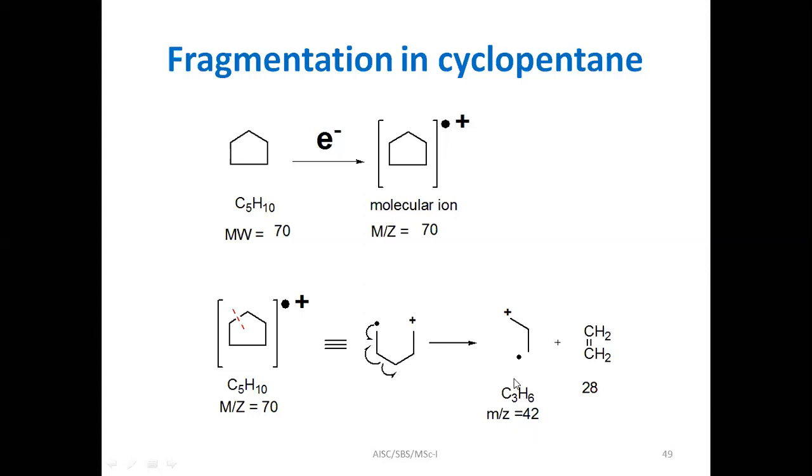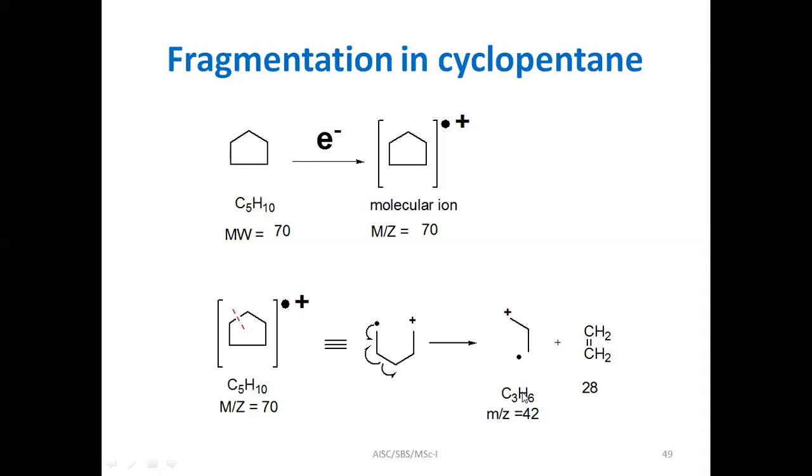So the m by z for this fragment is C3H6. Are you getting? So that is the fragmentation of a simple cyclic compound. It is not substituted. It's a simple cyclic CH2, CH2, CH2, CH2 like this.